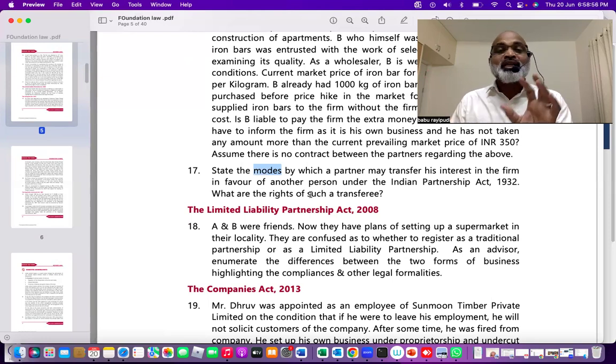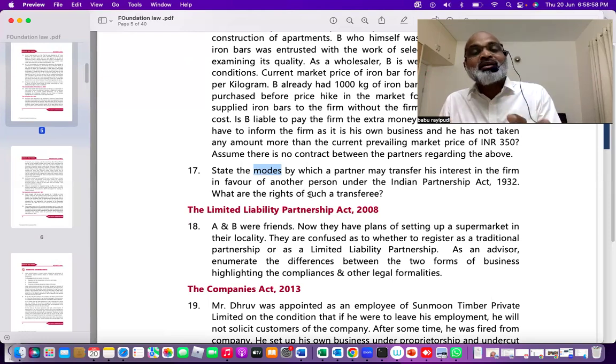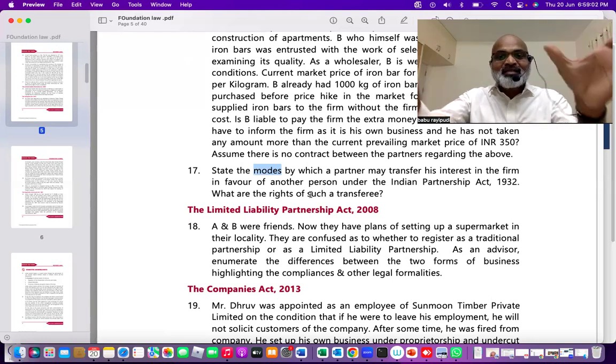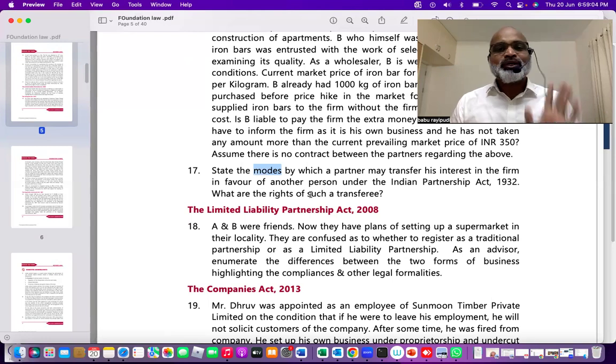This is how you need to approach it. In every question, there's going to be a keyword. In that keyword, you need to understand and come to a conclusion about what exactly he's asking. He's asking only two questions.